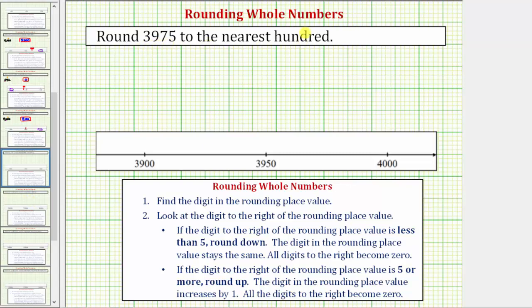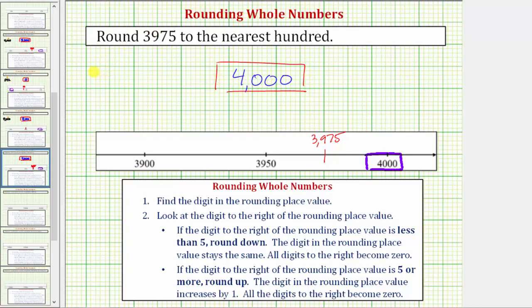Next, we're asked to round 3,975 to the nearest hundred. If we count by hundreds, 3,975 would fall between 3,900 and 4,000. If we were to plot the given value on the number line, it would be approximately here. And because 3,975 is closer to 4,000 than it is to 3,900, the given value rounds up to 4,000 when rounding to the nearest hundred.